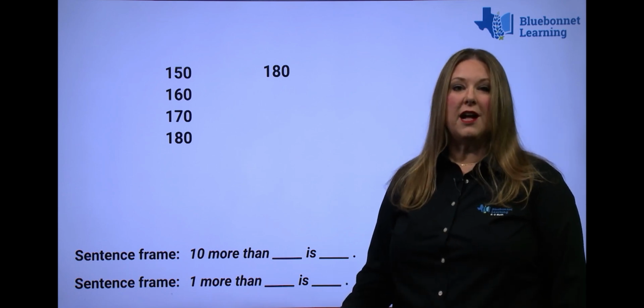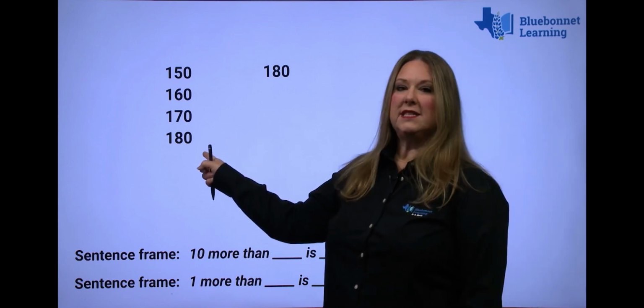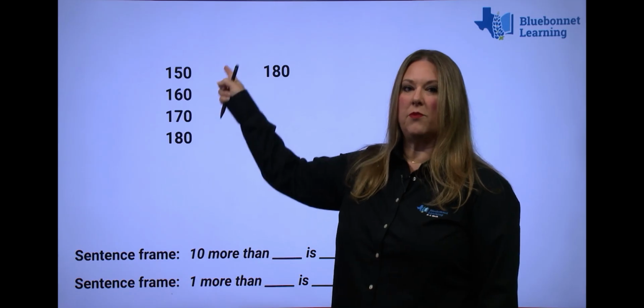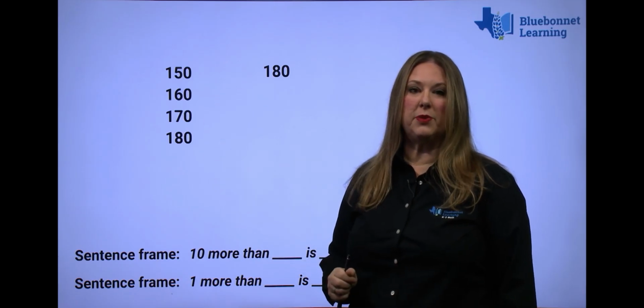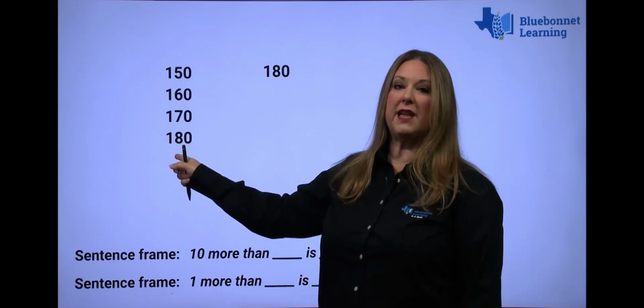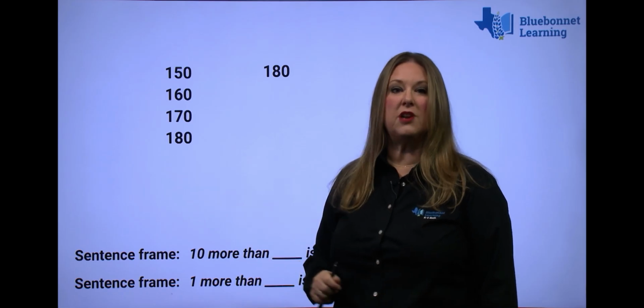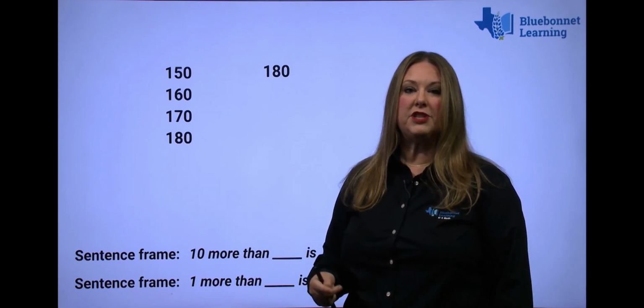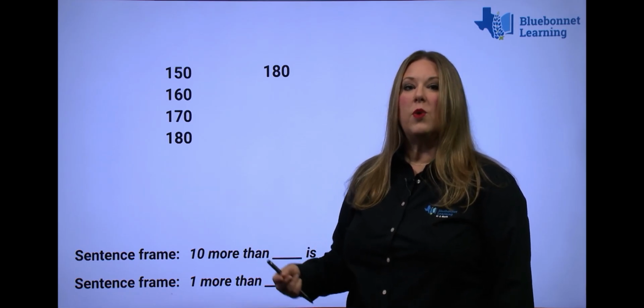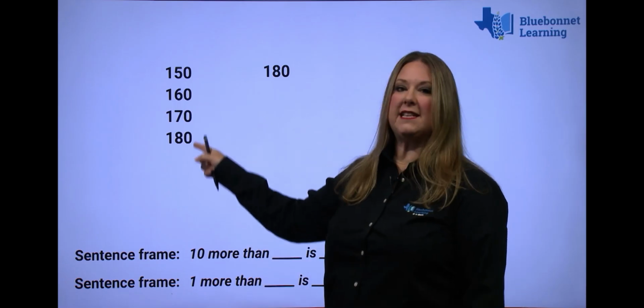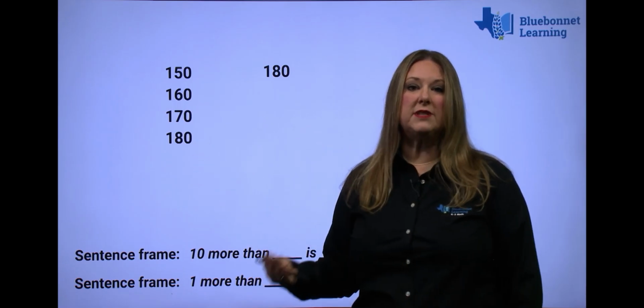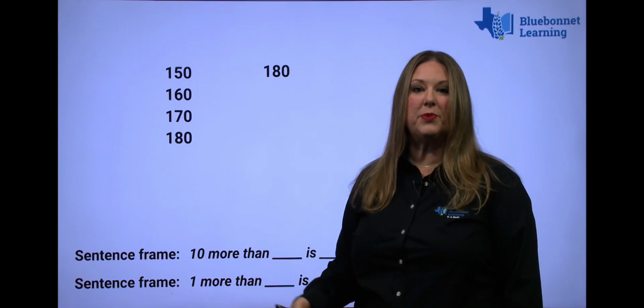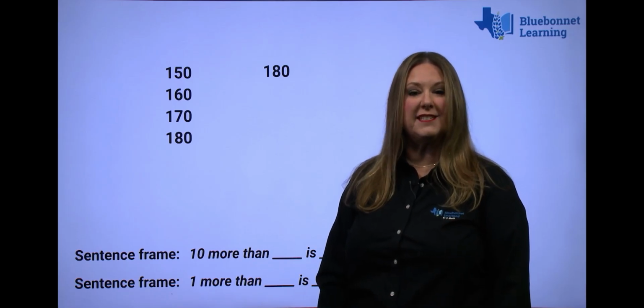What I heard a lot of you say was, the ones place is always the same. We have a digit of 0 in the ones place. The hundreds place didn't change either. That's always the same. We never changed from 100. What's different is the tens place. So when we do 10 more, the tens place is the place value that changes.